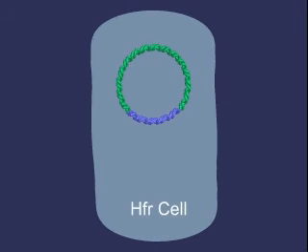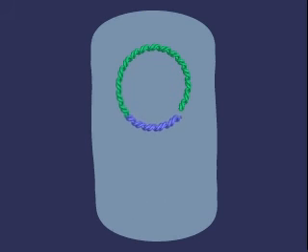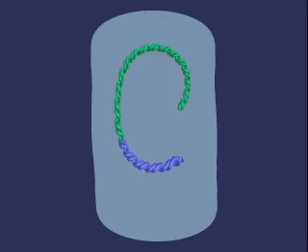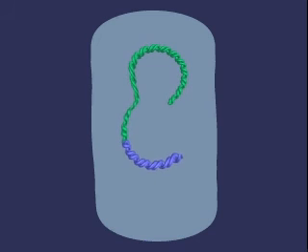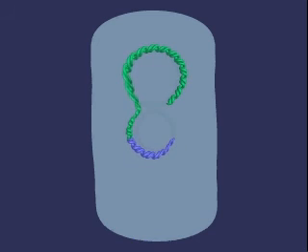In an HFR cell, the F plasmid can excise from the chromosome to reform an F+ cell. Sometimes the excision is not exact, and the chromosomal DNA becomes part of the F plasmid. The resulting plasmid is called an F' plasmid.